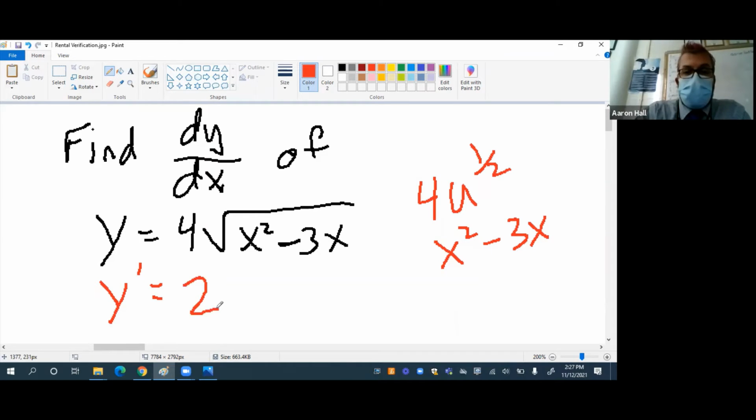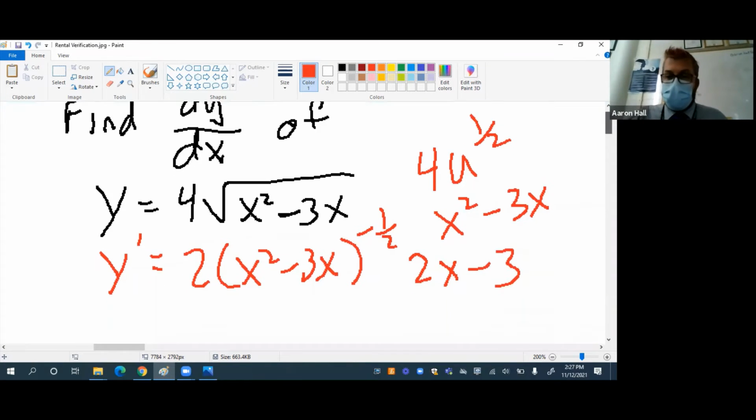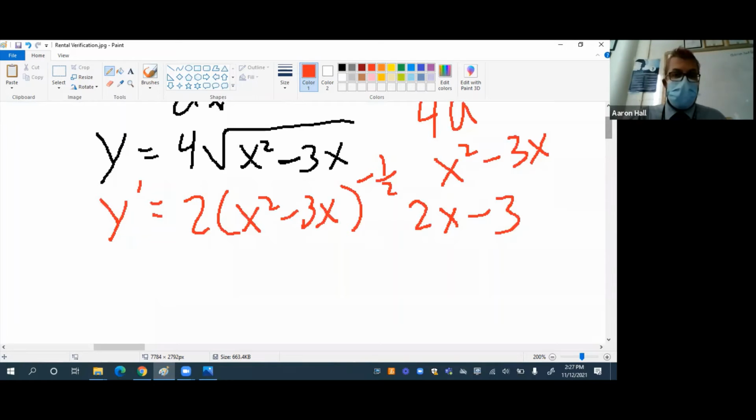Two, yeah, because 4, we multiply by the derivative, so 4 times 1/2 would give us our 2. So we have 2 times u to the power of what? Negative 1/2, yeah. And it was never u, it was x squared minus 3x, so I'll just add that back. And now take the derivative of the inside function. Minus 3. If I leave it like this, there's a mistake. What's the mistake?